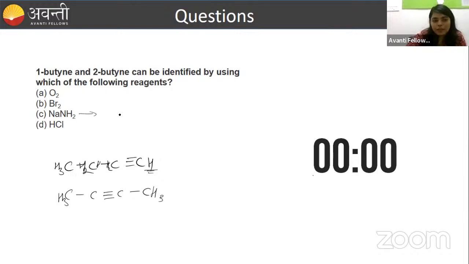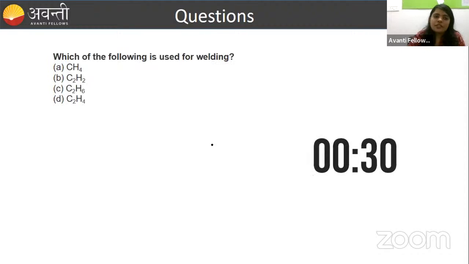Why? This is your base. Okay, and we know that this hydrogen is acidic in nature, but here no hydrogen is attached to the sp carbon. So the base can differentiate between these two alkynes. Okay, so this was a quite interesting question. You have to think a little bit. Answer is C. Okay. Next, which of the following is used for welding?